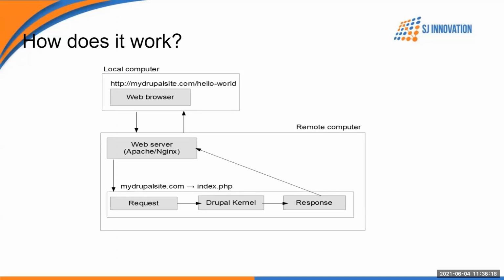Okay, so this is what I was just explaining. How does this entire mechanism work? So from your local computer, I pass an address like mydrupalsite.com/hello world. Okay, from the browser. The request is made to the remote computer or to a web server called Apache or Nginx, whatever we are using. And then based on the document route, the project is looked up by the web server and the request is sent to index.php of your drupalsite.com project.